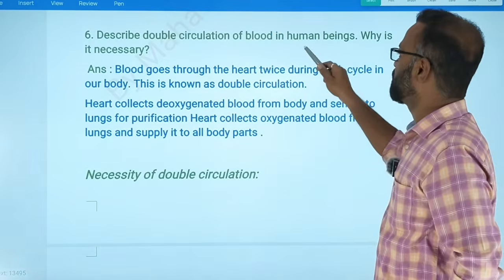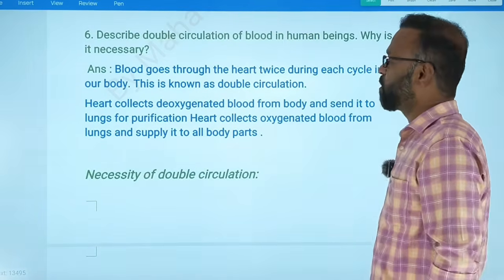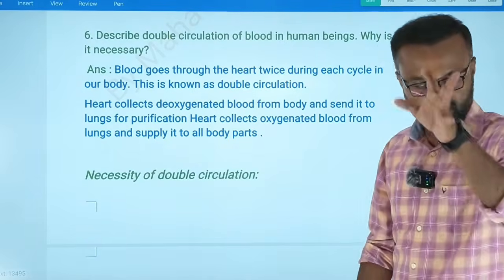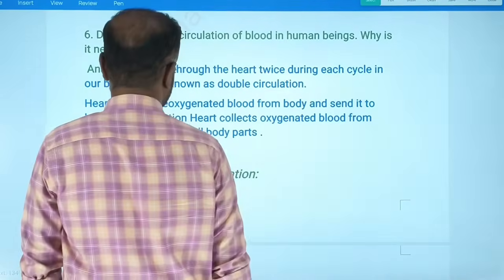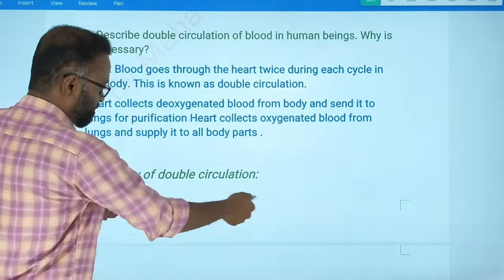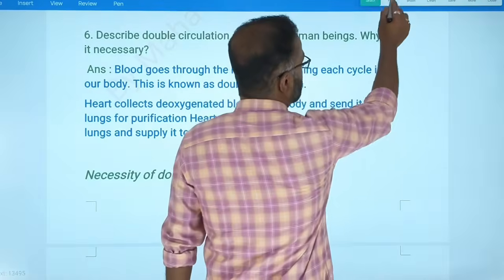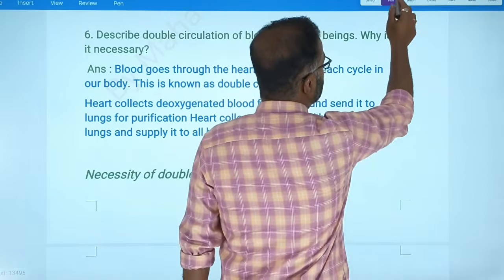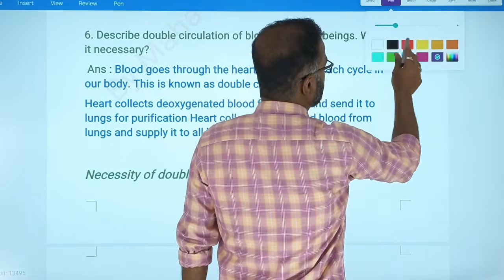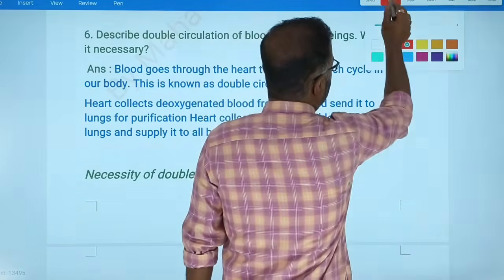Explain double circulation of the blood in human beings, why it is necessary. This is also asked so many times. What is the necessity? What is the advantage of double circulation? Let us try to understand the double circulation in a simple way.